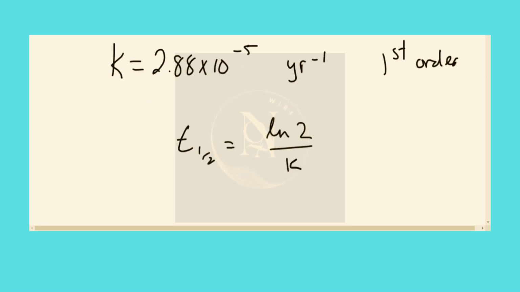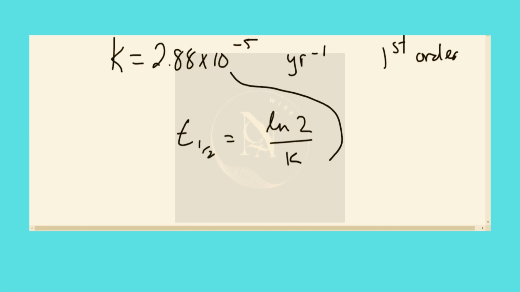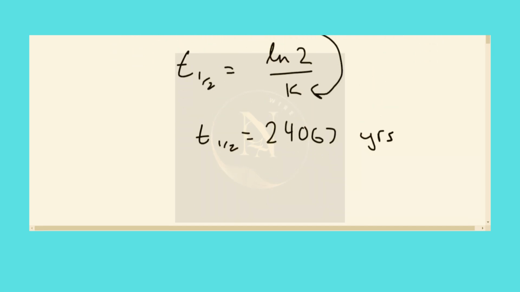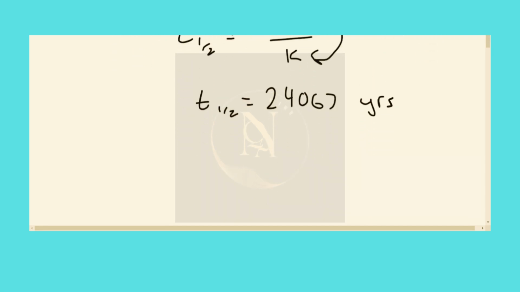And so our first step in solving this problem is plugging in right here and finding out what the half-life is. And this is pretty simple. We get that our half-life is equal to 24067 years. Great. Now we're given a period of time, and we have to figure out how many half-lives that is, and then use that to figure out what percentage we're going to get to.